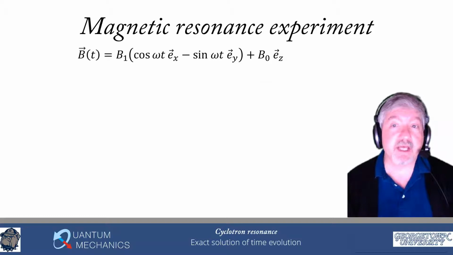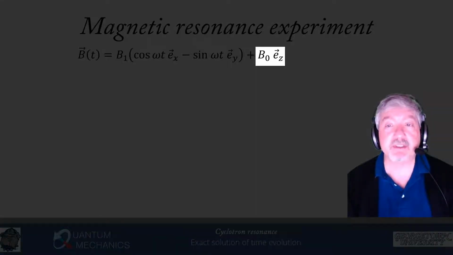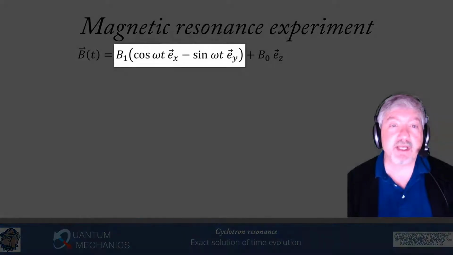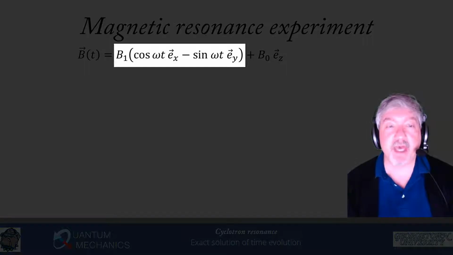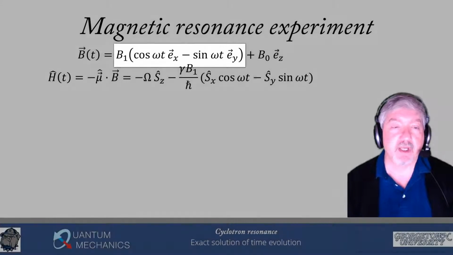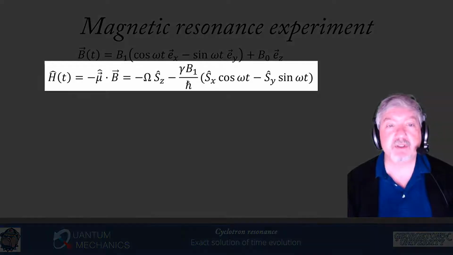So the magnetic field has two pieces. It has the large magnetic field in the z direction, so B0 is much bigger than B1. And then it has this rotating magnetic field in the xy plane. We have the magnitude B1, and the angular frequency that it rotates at is omega. So we'll have a cosine omega t Ex minus a sine omega t Ey for that rotating magnetic field in the xy plane. The Hamiltonian is minus mu dot B, so you get minus omega0 times Sz minus gamma B1 over h bar, Sx cosine omega t minus Sy sine omega t.